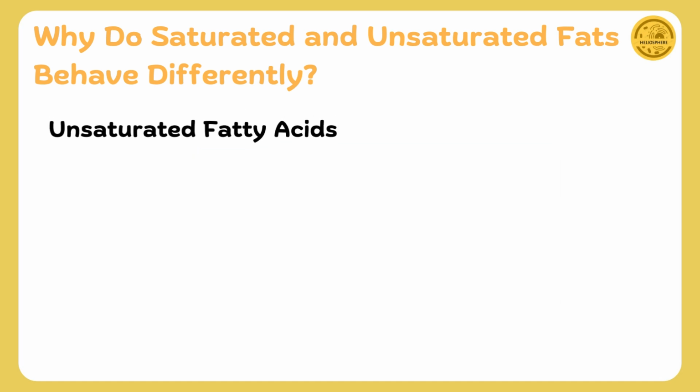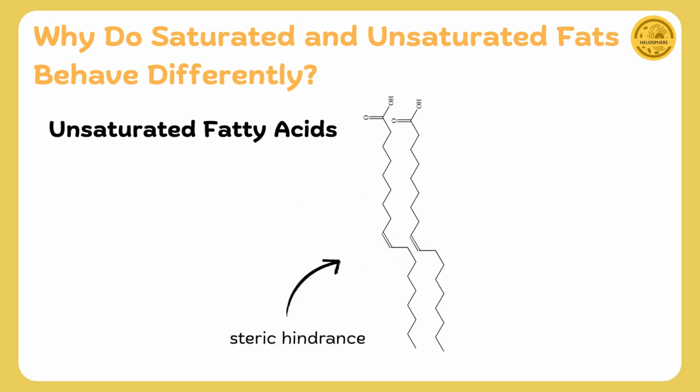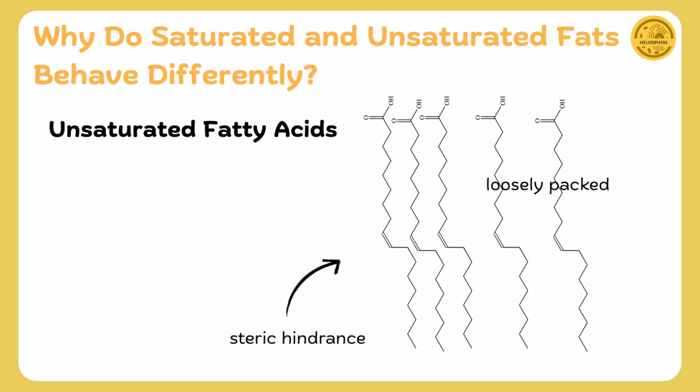Now compare this with unsaturated fatty acids, which contain cis double bonds, a defining structural feature. These pi bonds cannot rotate, which causes a bend of about 30 degrees in the hydrocarbon chain. This kink disrupts the packing of adjacent fatty acids, making the structure disordered and loosely packed.